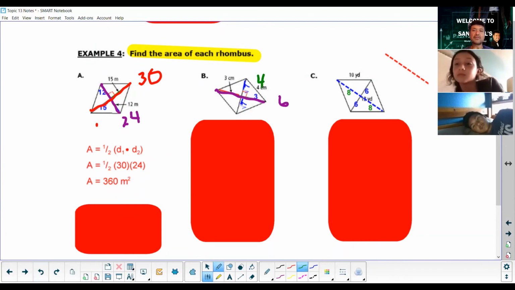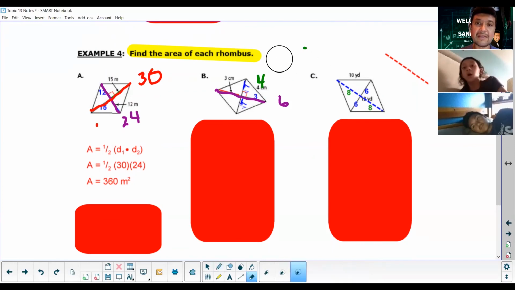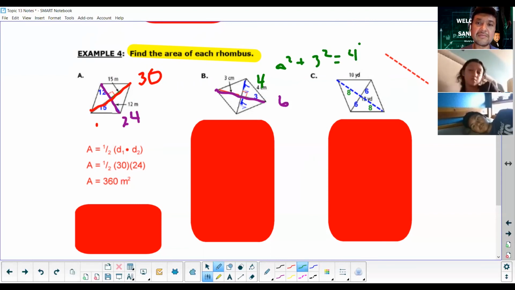But you see the 4 and the 3? If I did the Pythagorean theorem on this one, let me try to do it. Let me hold the screen. We basically have one of the legs missing, so let's call that a squared plus 3 squared. Let me modify that. So a squared plus 3 squared is equal to 4 squared.